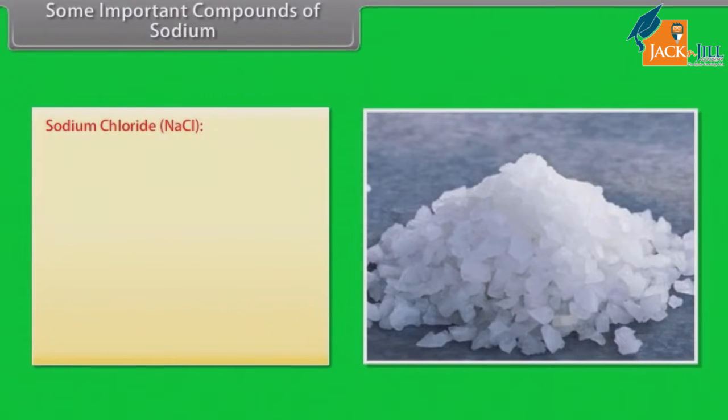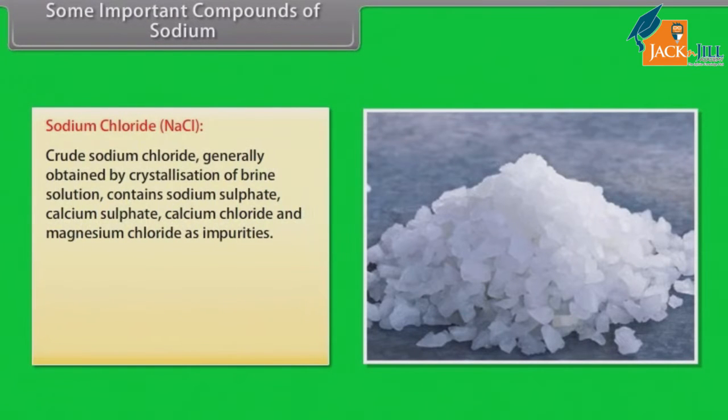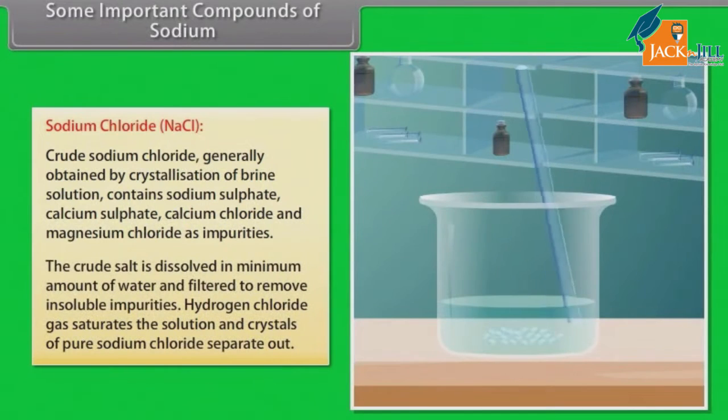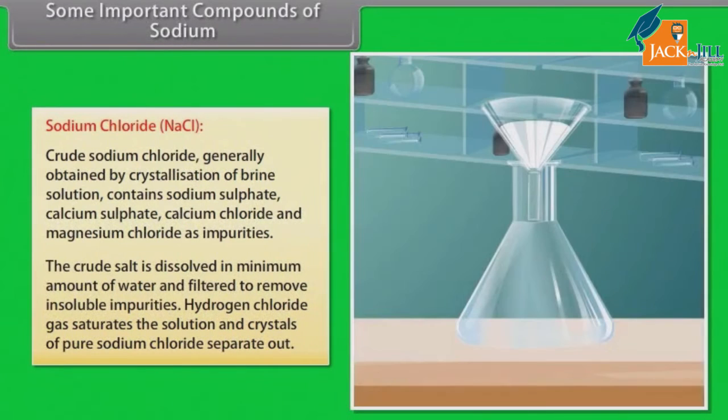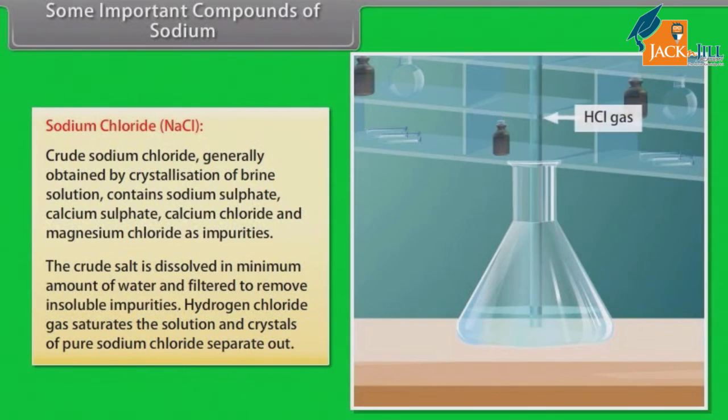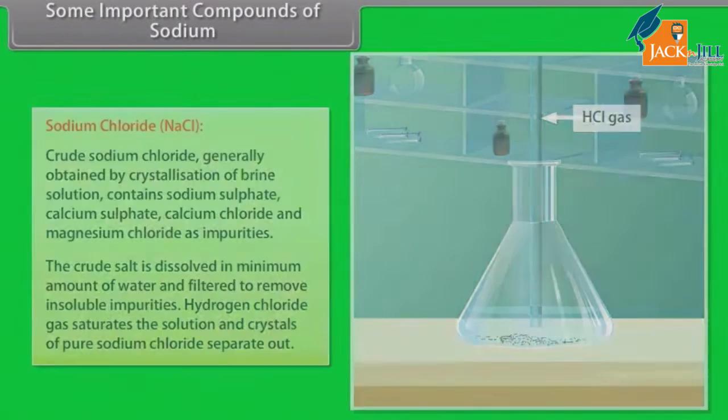Sodium chloride. Crude sodium chloride, generally obtained by crystallization of brine solution, contains sodium sulfate, calcium chloride, and magnesium chloride as impurities. The crude salt is dissolved in minimum amount of water and filtered to remove insoluble impurities. Hydrogen chloride gas saturates the solution and crystals of pure sodium chloride separated out.